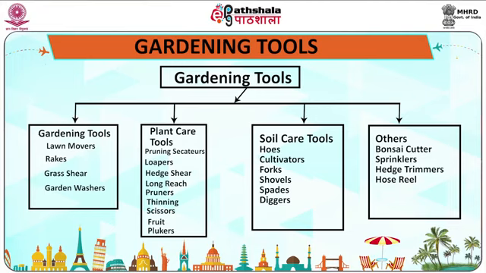Third comes the soil care tools, which include hoes, cultivators, forks, shovels, spades and diggers. The last comes the other type of tools, which includes bonsai cutters, sprinklers, hedge trimmers, hose reel, etc. Let's discuss a brief about these gardening tools.